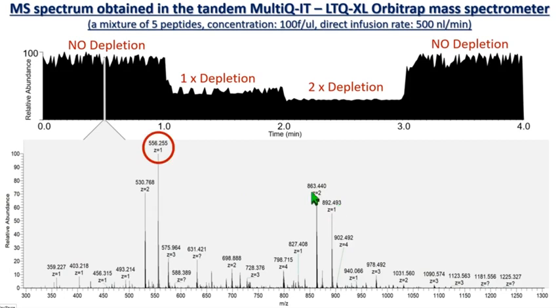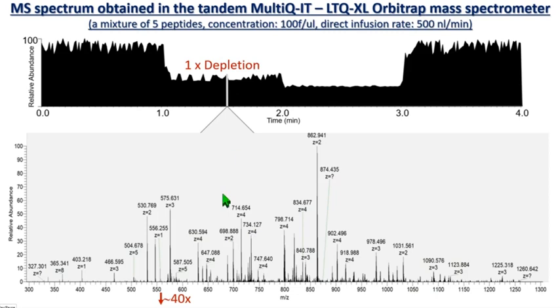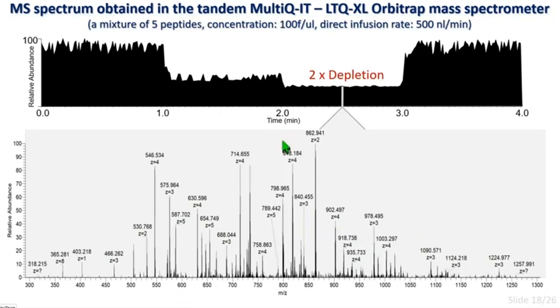When we go to first depletion mode, the flux of ions of lysine and cephalin drops by almost 40 times. And if we switch to multi-Q ion traps in depletion mode, we practically get rid of all singly charged species. And you can see clearly the multiply charged species.